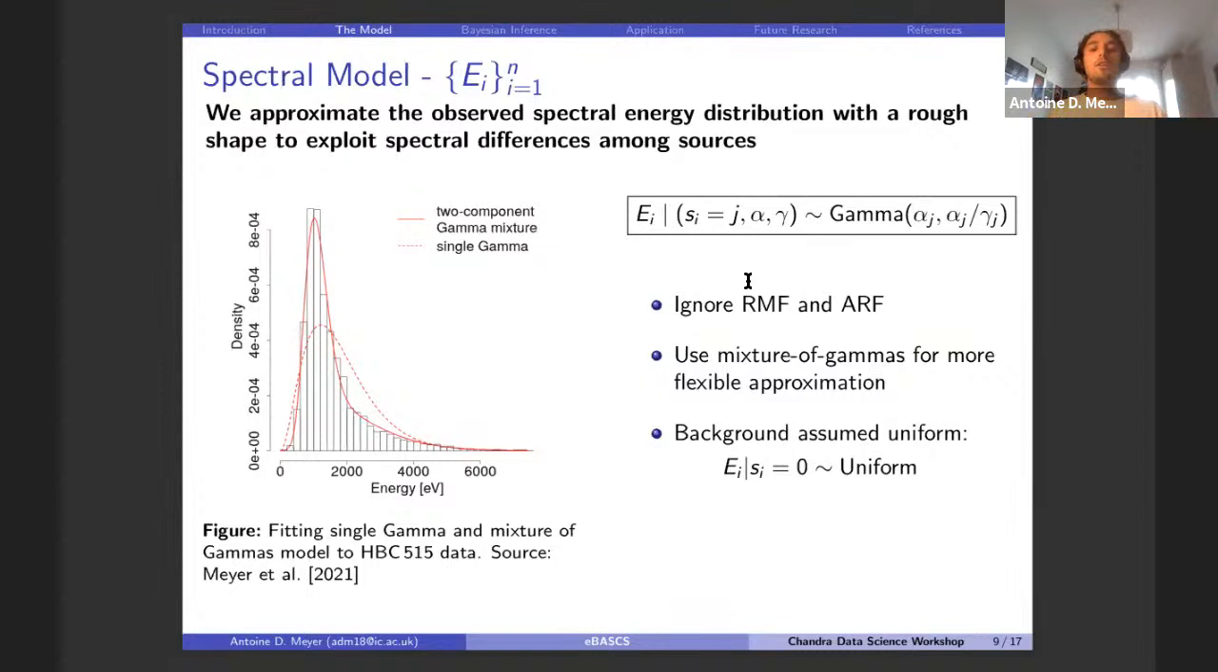And in some cases, as you can see in the picture on the left, a single gamma distribution might not be flexible enough to capture the spectra of the sources. So in this case, you can use a mixture of gammas to be more flexible. This is just a weighted sum of gamma distributions, two gammas or more if you want. And same as for the spatial data, we assume that the background is uniform in the energy dimension.